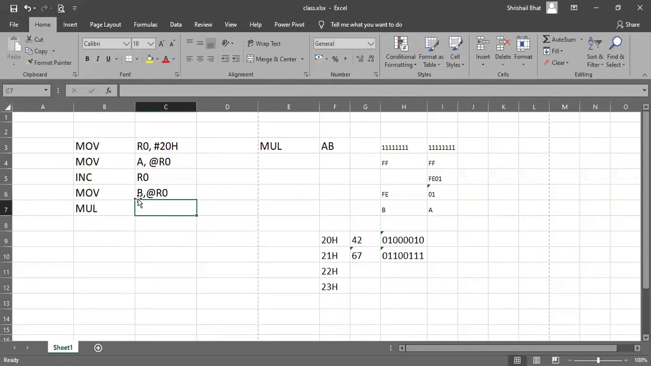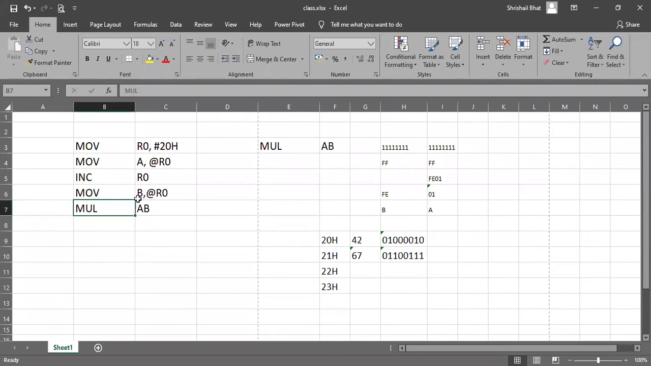Okay, I have to just multiply them by writing MUL AB. There is no comma in the multiply instruction. In a multiply or divide instruction, there is no comma. It's just a single instruction, MUL AB. Similarly, the divide instruction is DIV AB. No other operands are allowed, only A and B.